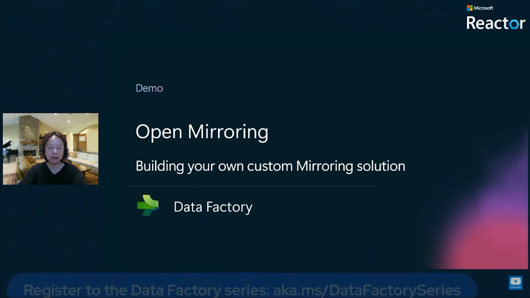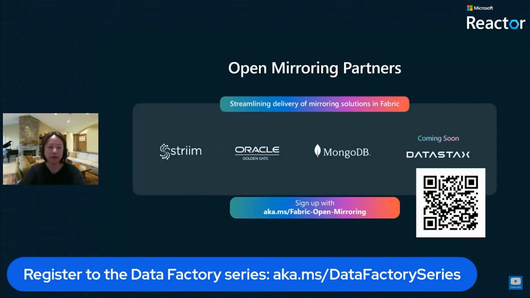For open mirroring, we already closely collaborate with multiple partners to provide out-of-the-box solutions inside Fabric or inside the public partner solutions. So here are some examples. And in our public doc, you can always find the latest partners that we have integrated with us through this open mirroring solution to help you replicate data from different types of data systems.